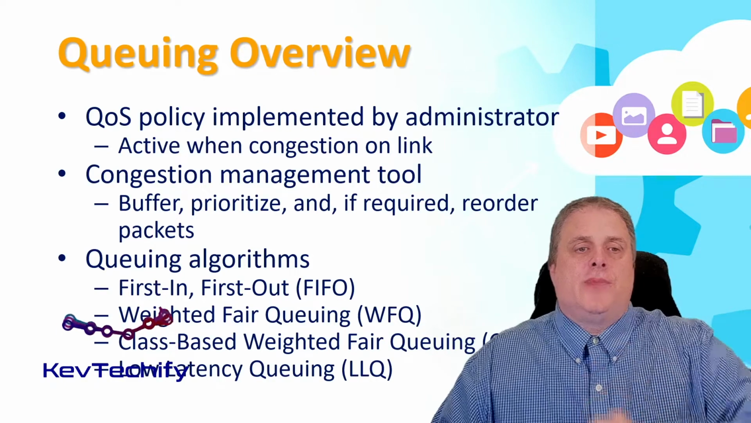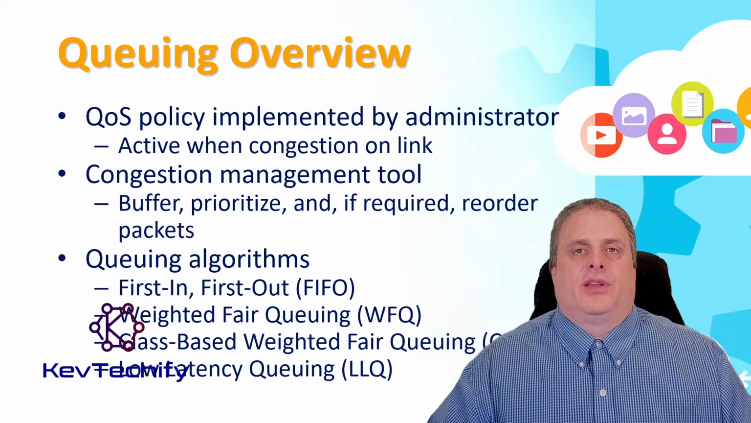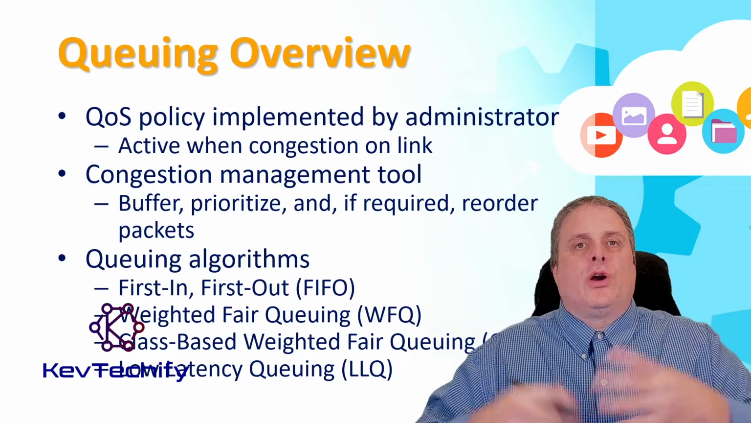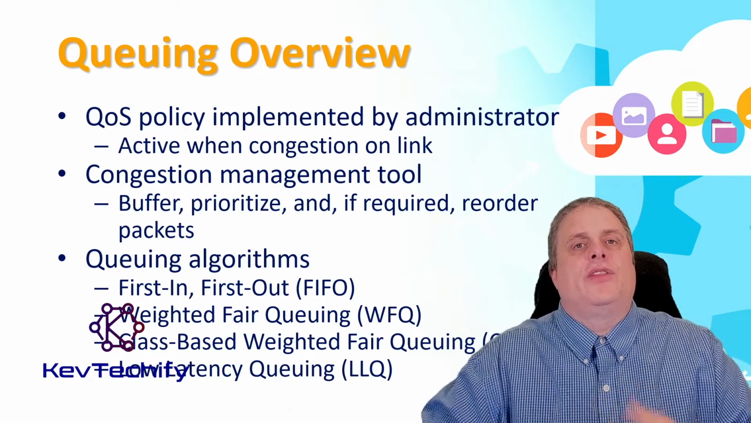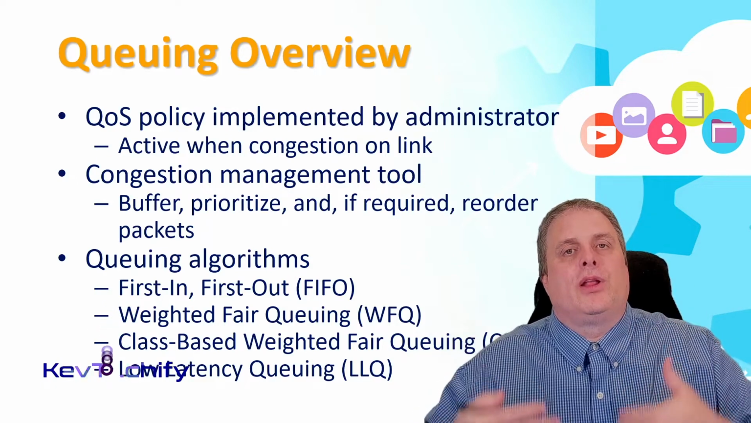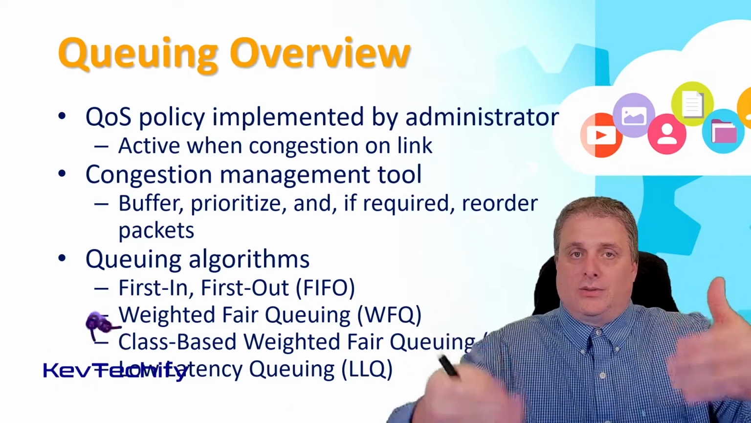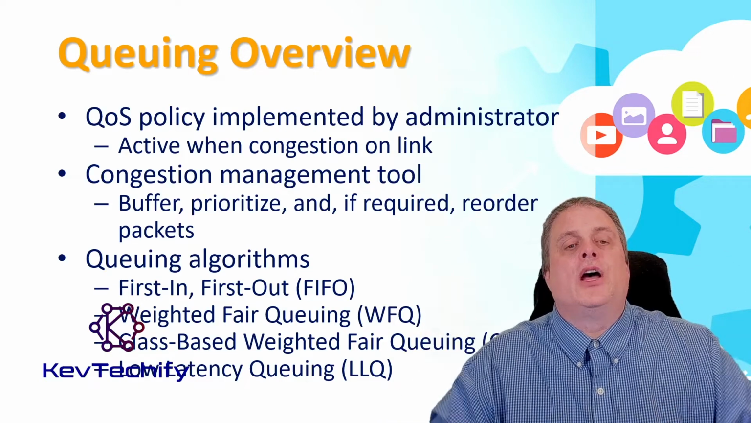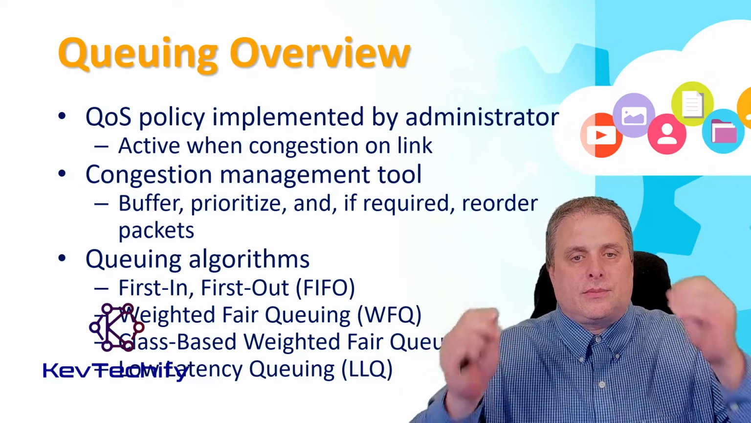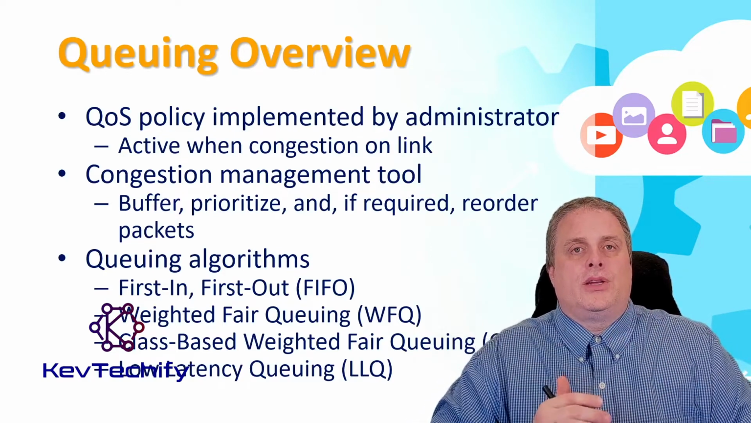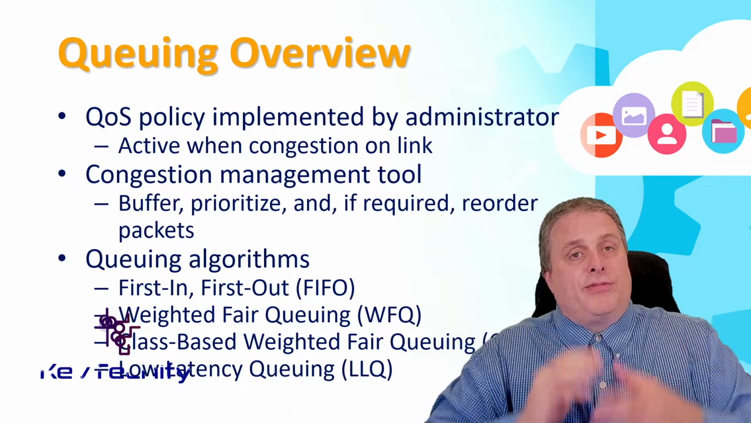Now, congestion management tools can do several things. They can buffer data, meaning they can store up data until that congestion clears out and then send it out. They can prioritize it: high priority, medium priority, low priority. Voice and video get a high priority. Normal web pages, static web pages, get a low priority. And we can also reorder the priorities of the data, if needed.